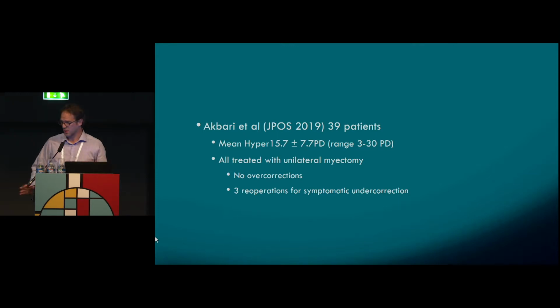Even very recently, just this last year, there's been several different fourth nerve palsy papers that have come out. Akbari et al. just published a case series of 39 patients having these moderate angle deviations, but ranging from anywhere down to 3 prism diopters in primary gaze all the way up to 30, all treated with unilateral myectomy. And they did very well. No overcorrections at all. But they did have some undercorrections, and those patients were symptomatic. So that's the one approach with those moderate angle deviations, this single muscle approach.